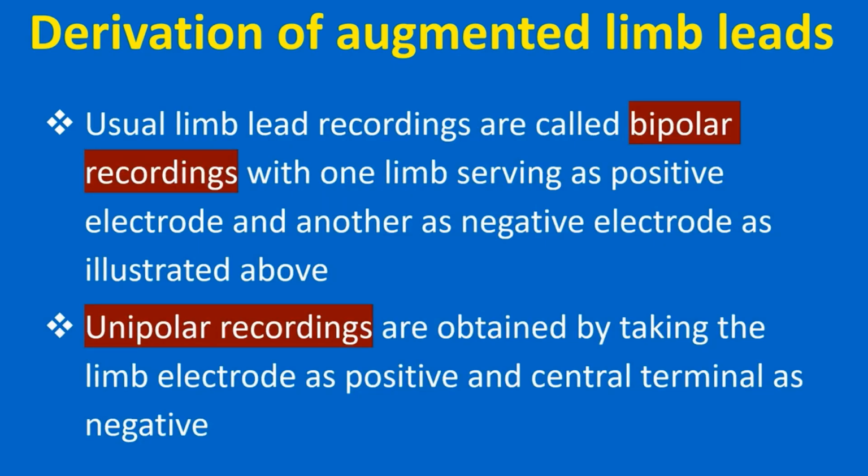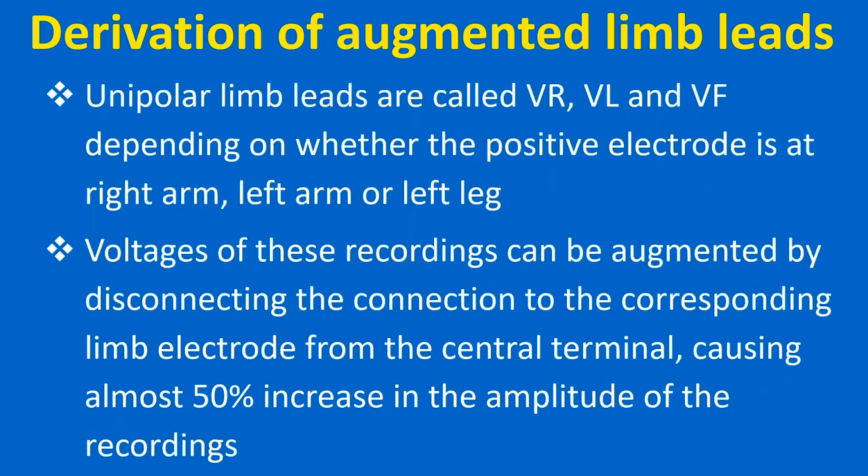Usual limb lead recordings are called bipolar recordings, with one limb serving as positive electrode and another as negative electrode, as illustrated earlier. Unipolar recordings are obtained by taking the limb electrode as positive and central terminal as negative. Unipolar limb leads are called VR, VL and VF depending on whether the positive electrode is at the right arm, left arm or left leg.